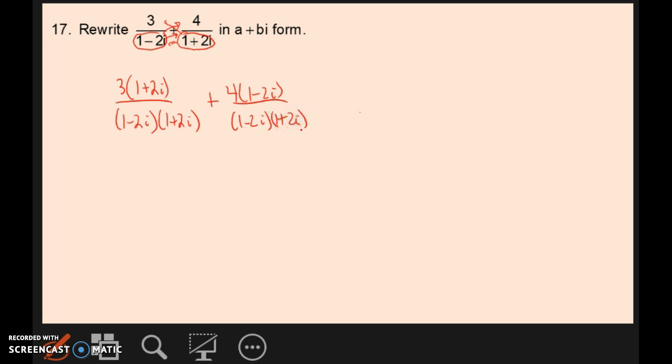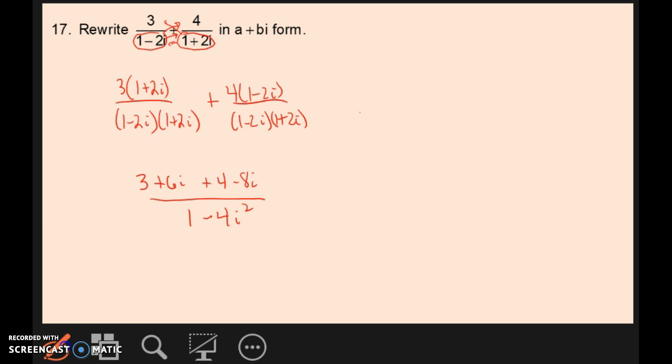So at this point, I want to distribute. So in the numerator, I'm going to have 3 plus 6i. And in the second one, I'm going to have 4 and then negative 8i. In the denominator, these are both the same denominators. So I can just multiply that through and find out what it's going to be. So 1 times 1 is going to give me 1. Negative 2i times positive 2i is negative 4i squared. So now what I've done is taken those and put them as one fraction because they have the same denominator.